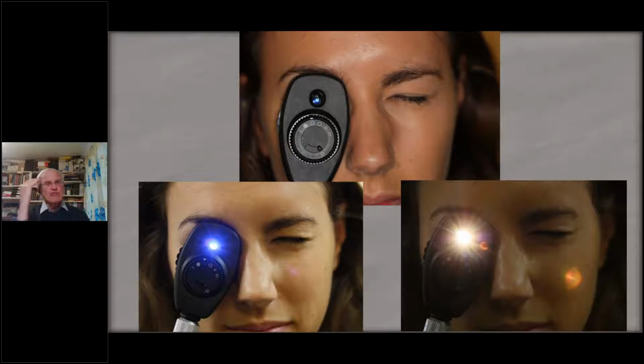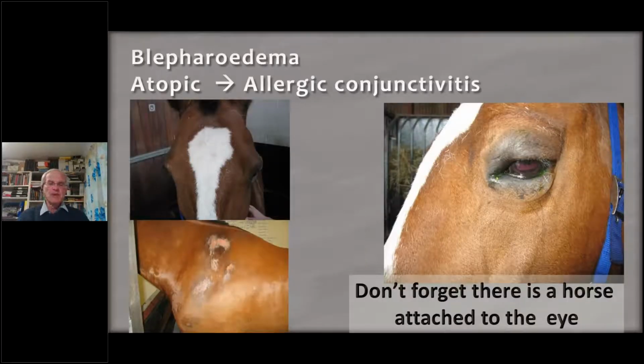And if you don't really understand how to use it correctly, then read up about it. There are plenty of presentations on the internet about how to use an ophthalmoscope in horses very efficiently, so that you make the maximum use of it. Fortunately, the eye of the horse is very big, and it gives us plenty of scope to examine it in detail.